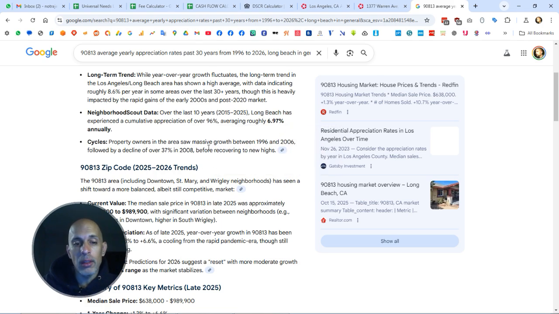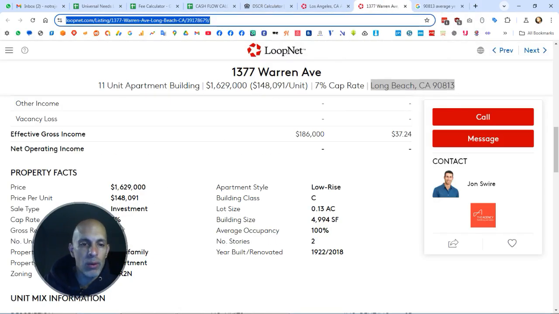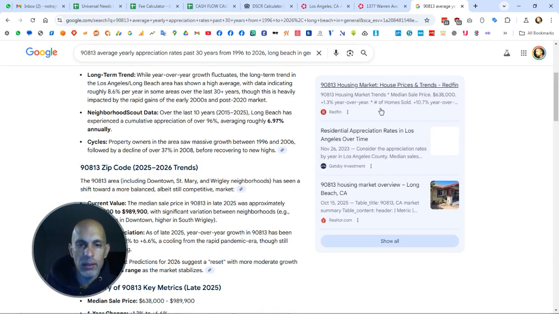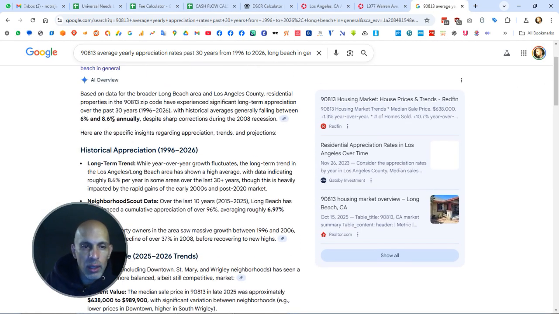I'm interested in 30 years because there are busts and booms, and sometimes if you have one depression or one recession every 10 years or every 5 years, that doesn't take into account the booms that happen. So you need a bigger time frame to take that into account. So I'm going to leave it at 8% because it's not as high as 8.6%, which is what they're showing here.